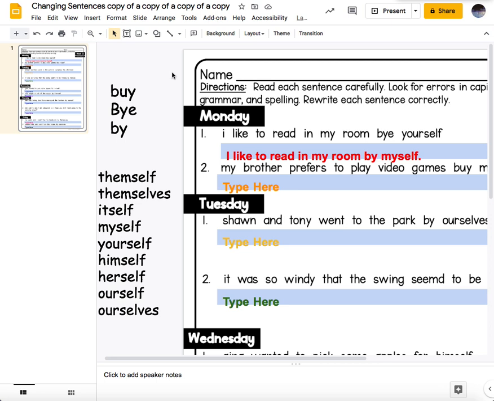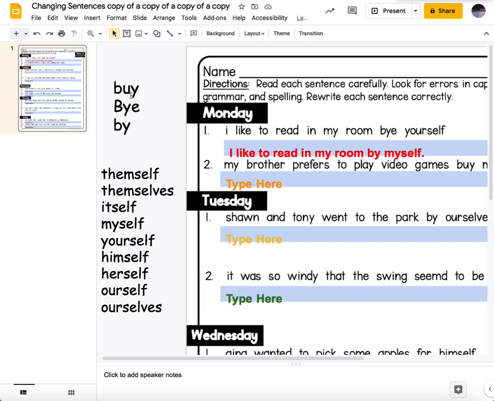Today we're going to be changing sentences. We're going to read the sentence carefully, look for errors in grammar, and rewrite each sentence correctly. So here are some words I thought might help with this. Here they are. You guys can read them to yourself quickly.